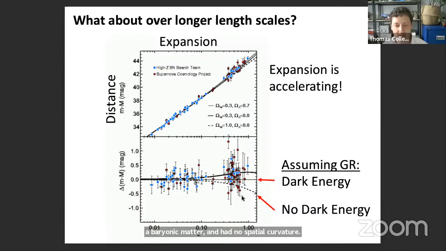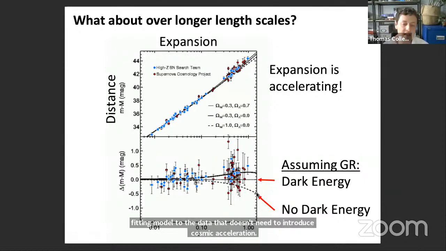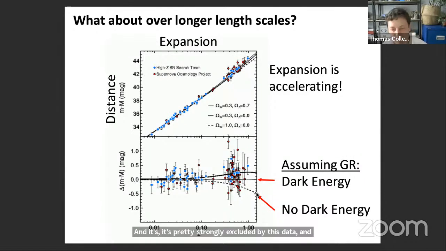This lower plot shows the residuals from the Nobel Prize winning supernova cosmology experiments, the Supernova Cosmology Project and the High-Z Supernova Search Team. And this dashed line in the bottom shows the best fitting model to the data that doesn't need to introduce cosmic acceleration. It's pretty strongly excluded by this data, and more modern analyses, adding more data and different data sets, show overwhelmingly that there is evidence for cosmic acceleration.